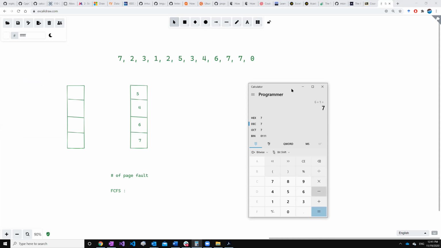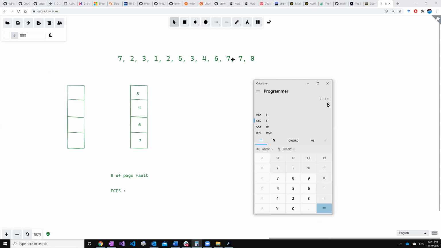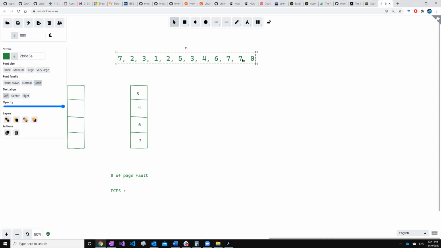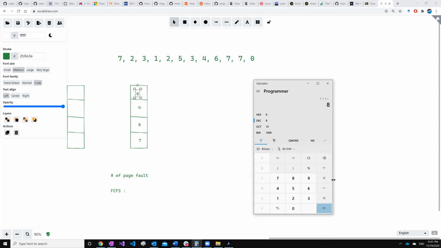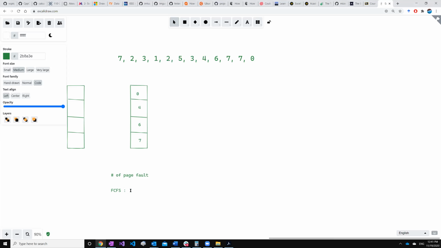And I need to increase the counter. Okay, let me increase the counter by 1. And this 7 will satisfy the request for the 7 with no problem. And on the 0, well, I don't have 0 in the table. So what do you do? You have to replace this element 5 with 0. Okay, and then increase the counter by 1. So what I get? I get a 9 here. Okay, that is 9 page faults from the FCFS algorithm.